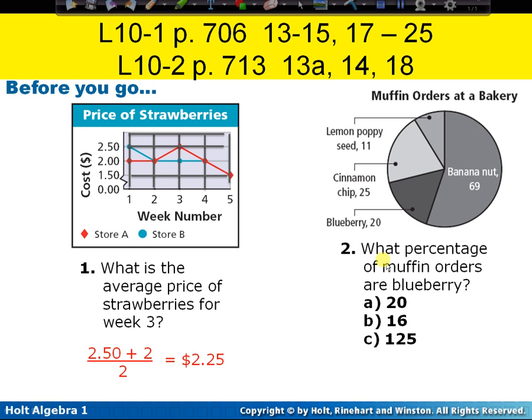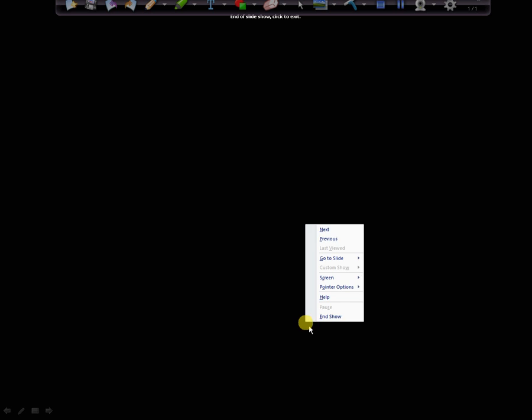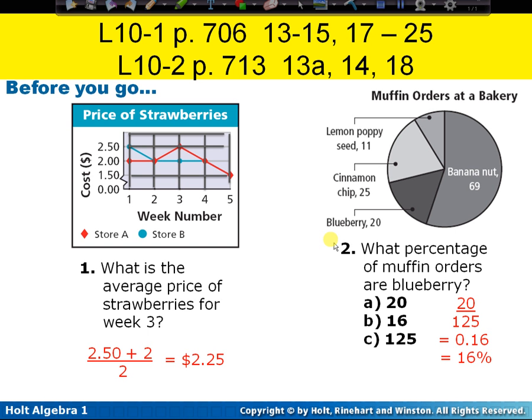Number 2 said, what percentage of muffins ordered were blueberry? So here, blueberry, there were 20 out of 125 total muffins, which is 0.16, which is 16%. Sorry, I clicked a little bit too fast. So you should have B circled here with this out to the right. So if you got that correct, good. If not, please go back and fix it before you move on.